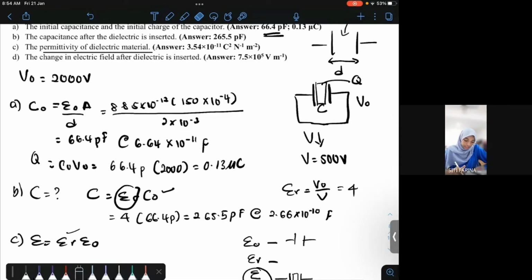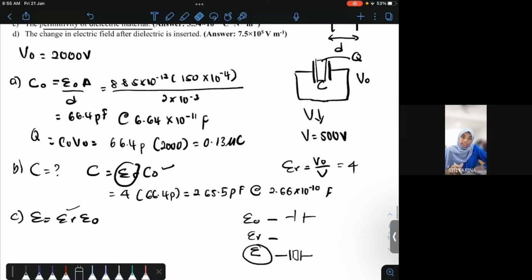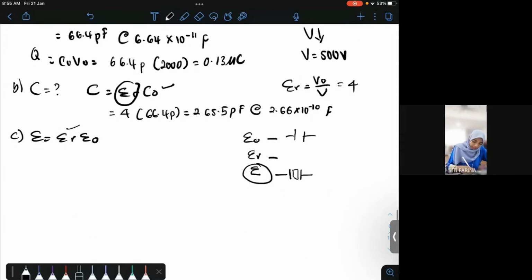Next, the change in the electric field after dielectric is inserted. So kita nak cari delta E sekarang sebab dia minta change in the electric field. Delta E. Okay. Key dia dekat sini adalah delta E is going to be E final minus E initial. Okay. Saya dah mention bila kamu insert dielectric bukan sahaja V kita berubah, E kita pun akan berubah. So kita akan ada changes such as C akan berubah, V akan berubah, E akan berubah.